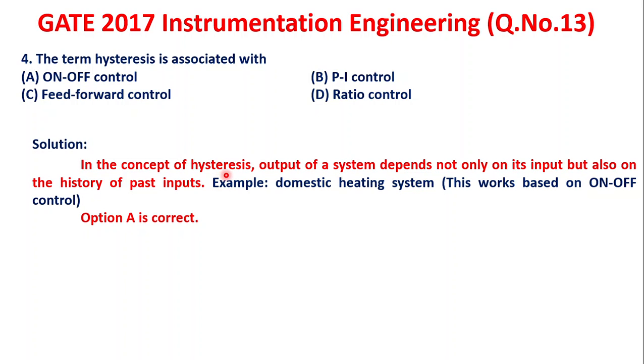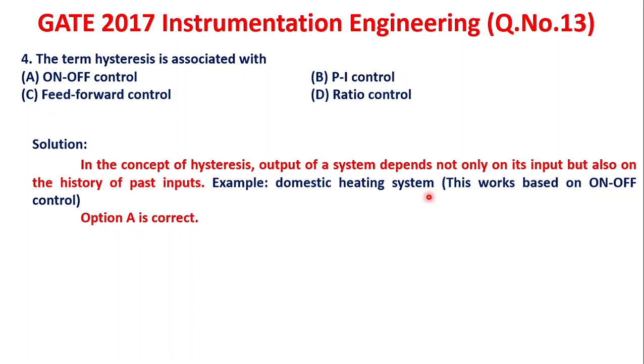So it takes the past value. The output of a system depends not only on its input but also on the history of past inputs. That is what I said. It behaves in a way corresponding to the history, not only on the present input. For example, how does a domestic heating system work? It works on controlling the temperature as per the desire. If the temperature is more and we have to control it within a particular temperature, it will act as a cooling system. Therefore, the cooler has to be turned on and the temperature has to be reduced.